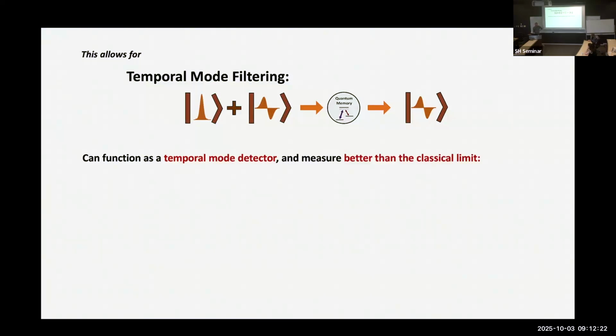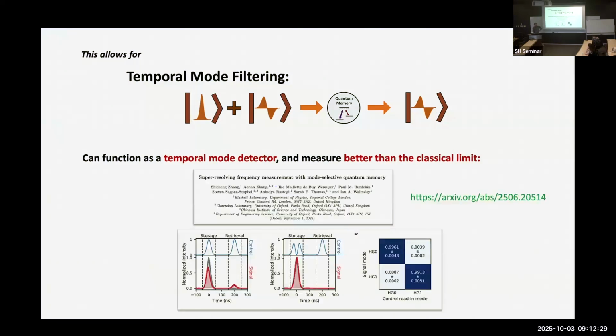And my old group at Imperial, where I did a postdoc, showed that this can be better than the classical limit. So in principle, if you send two very close Gaussian pulses, you can use this technology to project onto the Hermite polynomial HG1. And with that projection operator, you can resolve those two pulses better than if you were just trying to resolve them with typical Gaussian pulses or with a photodetector.